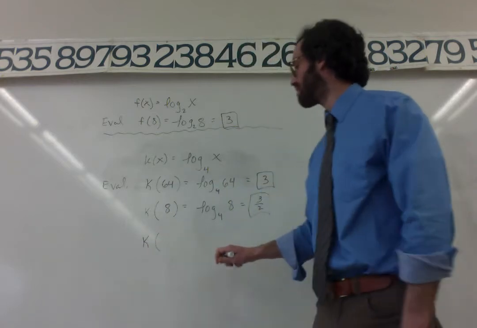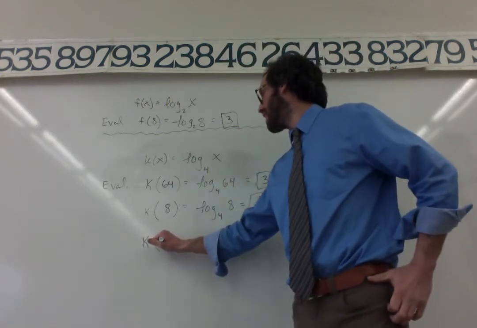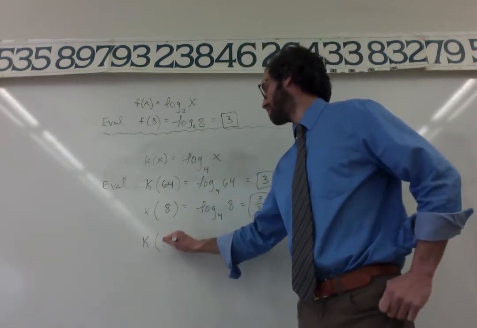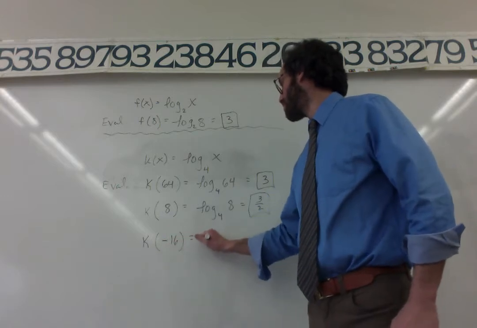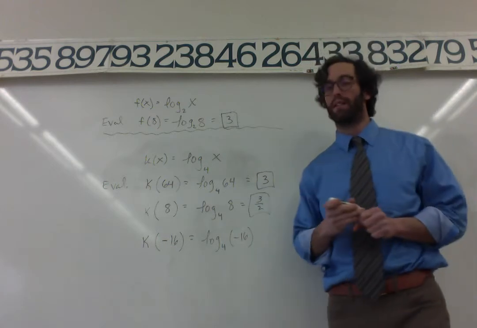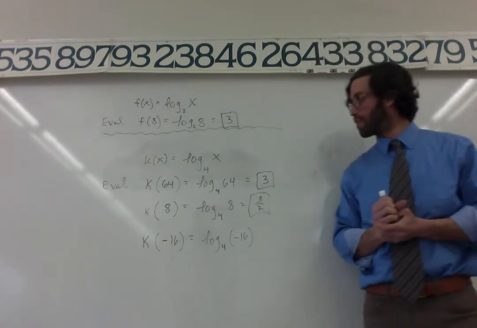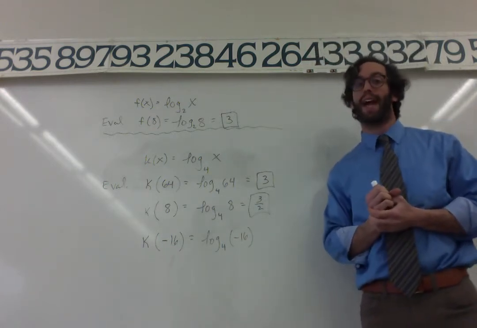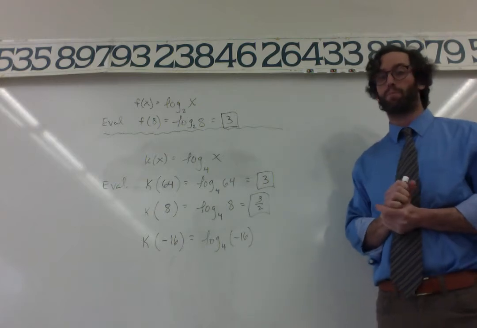What about a problem like this? K of, say, negative 16. Log base 4 of negative 16. All right, think about what that one would be, right? This would mean 4 to what power equals negative 16, okay?